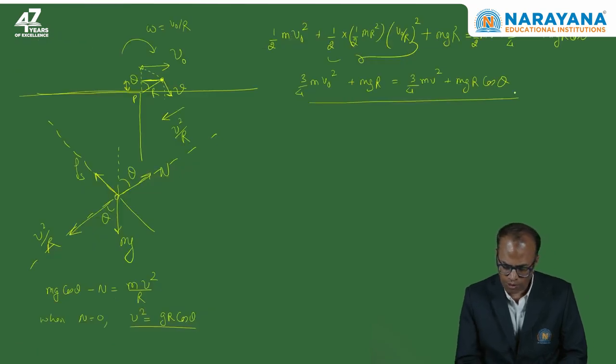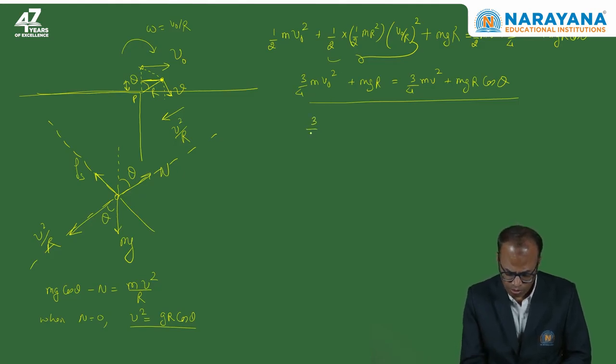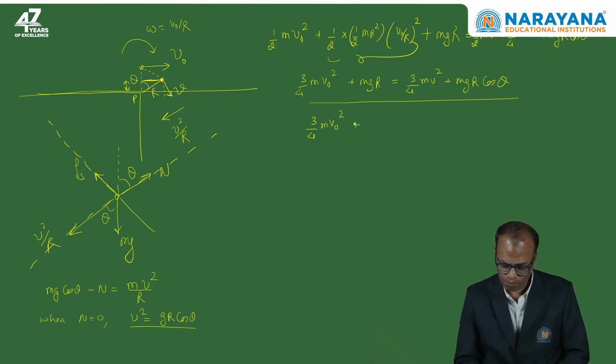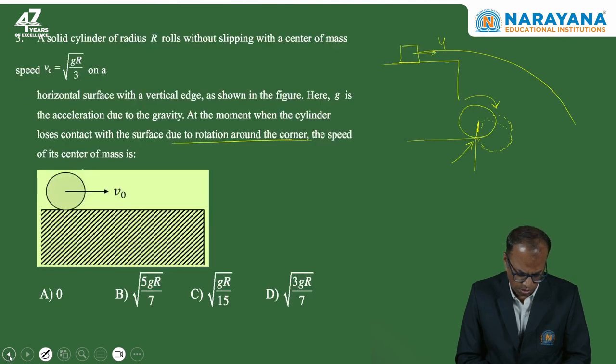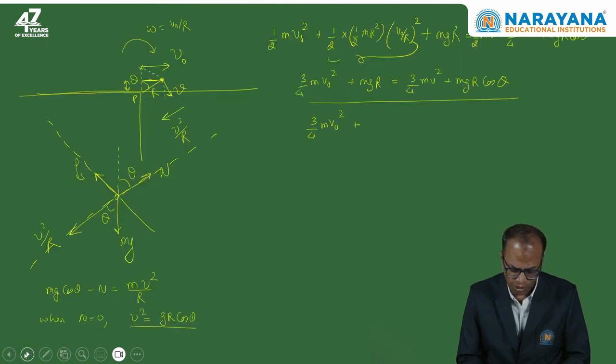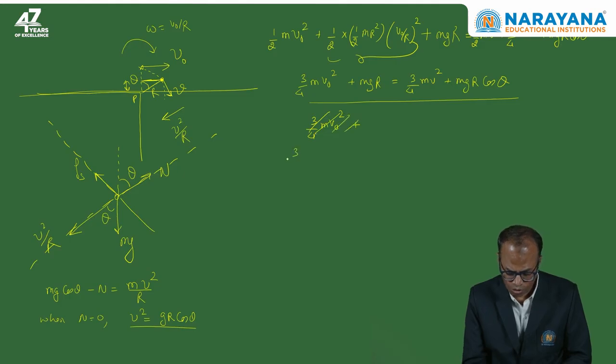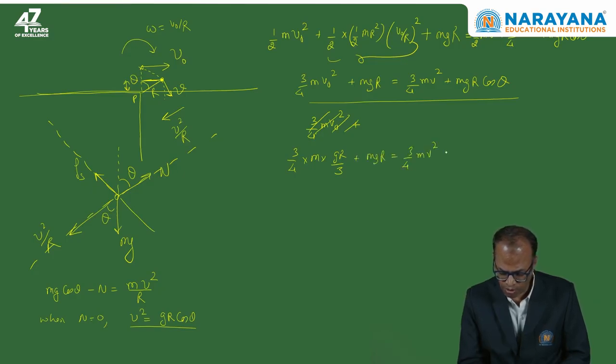And we are interested in calculating the speed. So I have this expression, and I can replace gr cos theta with v square. M will cancel out. So 3 by 4 mv square plus v naught square is already known to me. Yes, v naught square is also known to me, gr by 3. So let's plug in the value. So this is 3 by 4 times m times v naught square is gr by 3 plus mgr is equal to 3 by 4 mv square plus m times gr cos theta is v square.